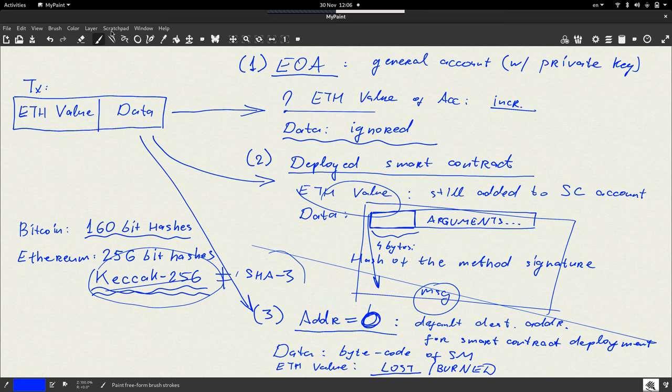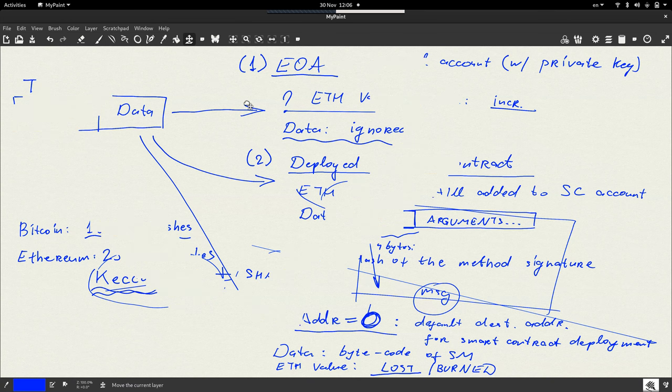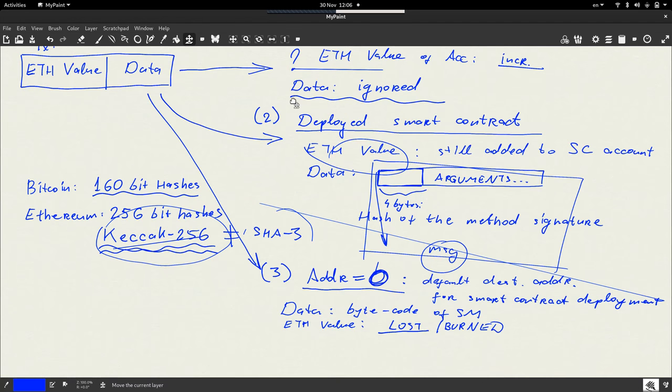And sometimes, it is difficult to imagine, but sometimes it does happen that you need to burn your Ethereum values deliberately. In that case, it's better not to send it to address zero because you simply overload the system. Address zero is for smart contract deployment. Deliberate destruction of ETH value.